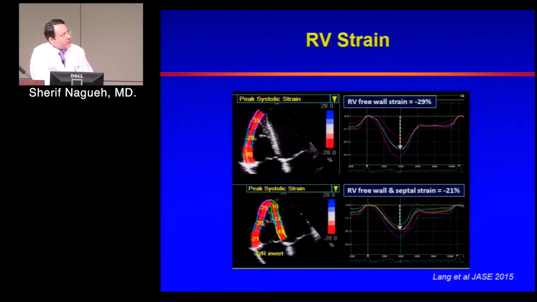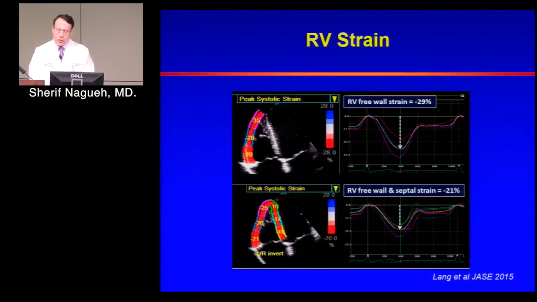The idea of someone preferring to measure the free wall only as opposed to the whole RV is they'll say the interventricular septum is shared by the LV. So if I want a pure RV measurement, then it is the RV free wall that I should measure. And notice that the strain values are different. Higher for the RV free wall, I'm talking about absolute values, 29% versus 21% in this example. In general, it is recognized that absolute values less than 20% are abnormal hearts.